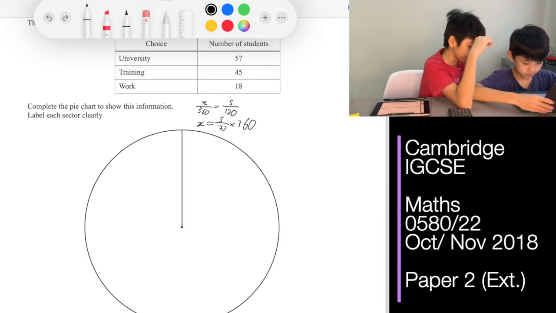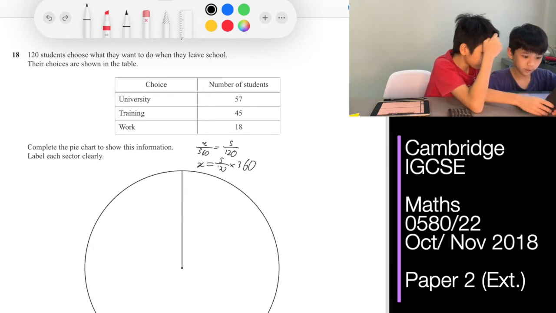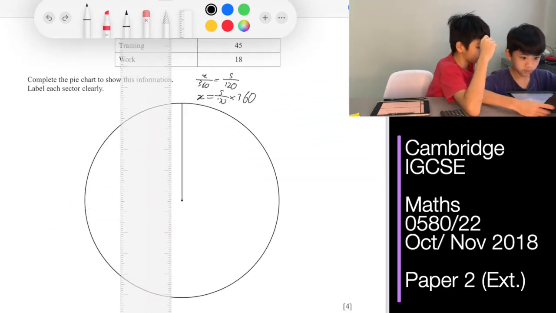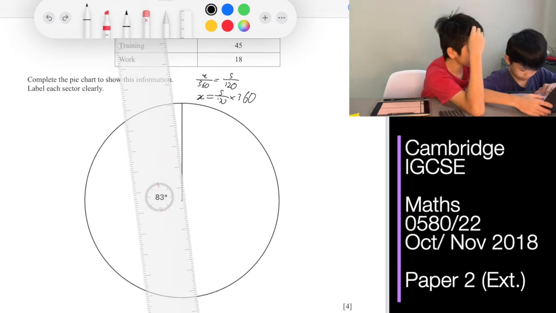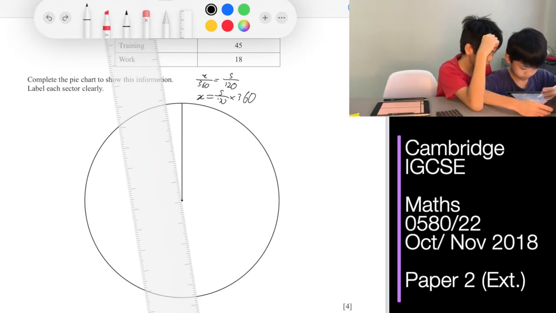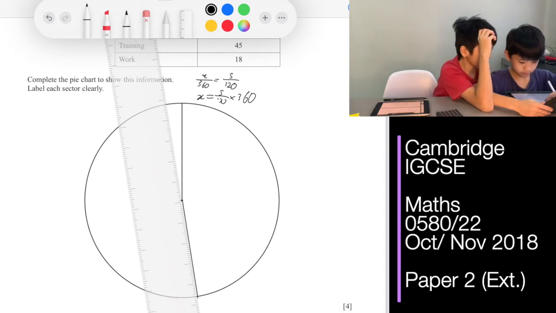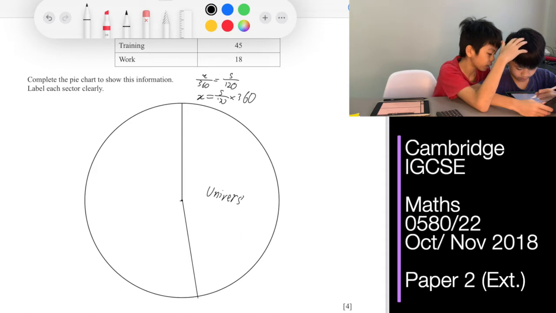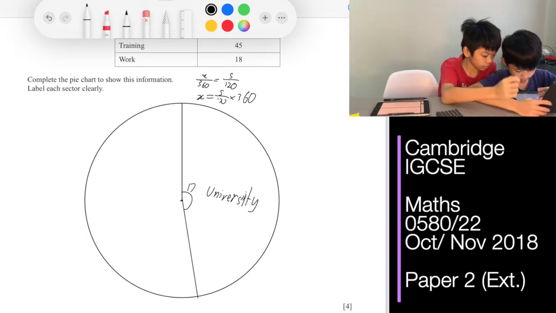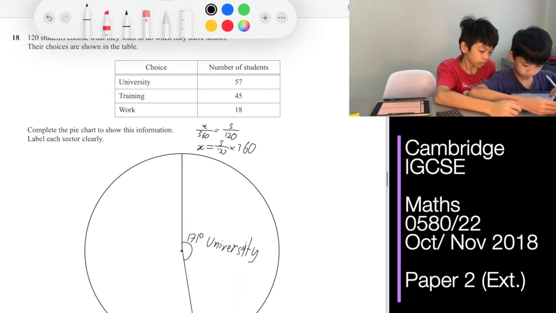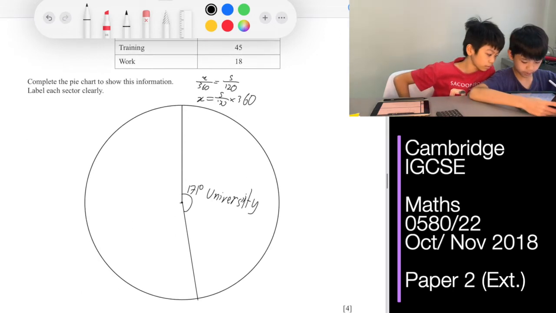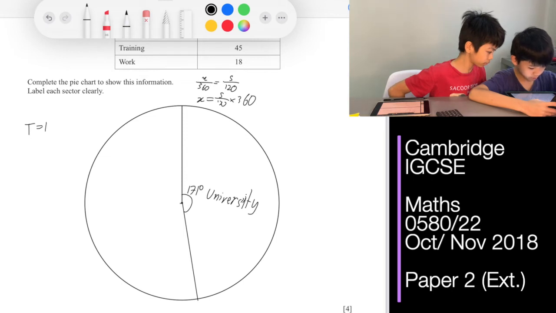So 57, we'll do university first. 57 over 120 times 360 is 171. So it's 171 degrees. Minus 90, so it's 81 from this. So here is university, which is 171 degrees. And then for training, 45 over 120 times 360, that would be 135 degrees. So T is 135 degrees.